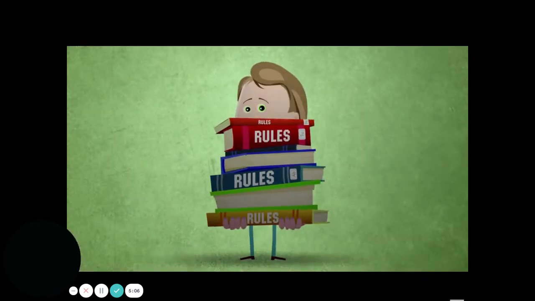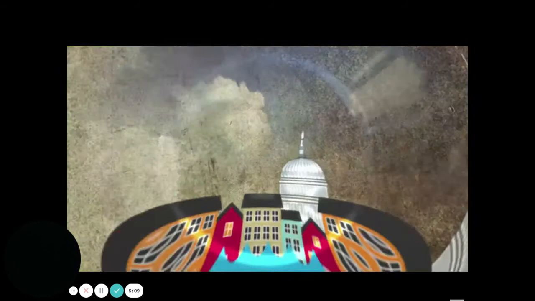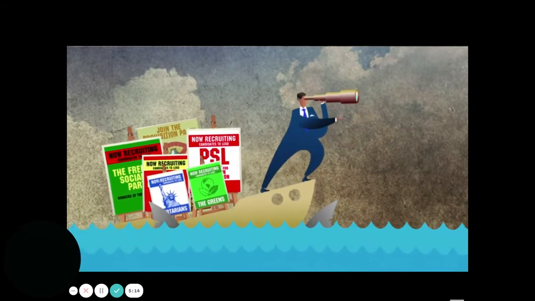Because there are 50 different sets of rules for getting on the ballot. And the system can be so complicated that smaller parties can find it very difficult to navigate through the political waters.